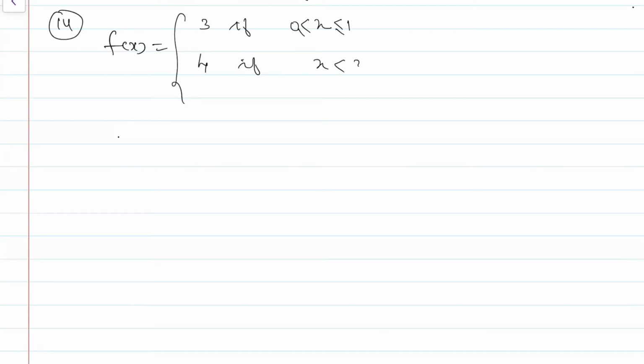Similarly, we can do question number 14. See, what is question number 14? Question number 14 is f(x) is equal to 3 if x is less than or equal to 1, greater than or equal to 0, is equal to 4 if x is less than 3, greater than 1, equal to 5 if x is less than or equal to 10, greater than or equal to 3. We'll check the continuity of this function only at x equal to 1 and x equal to 3. In other parts, the function will be continuous.